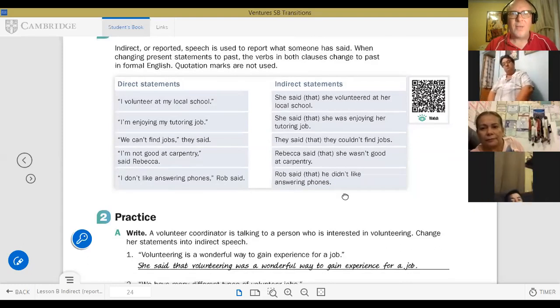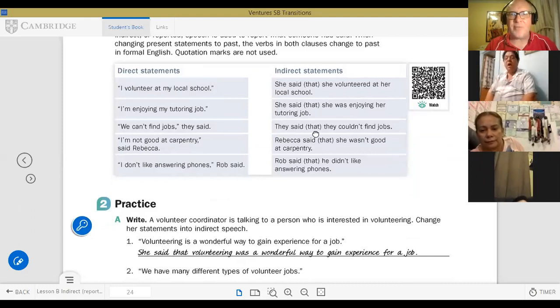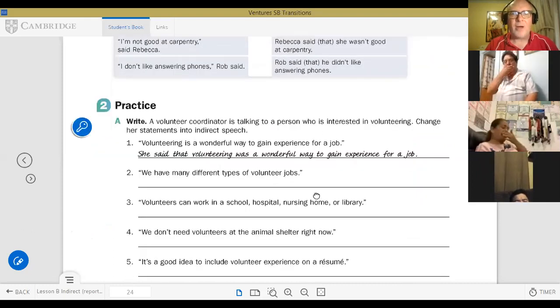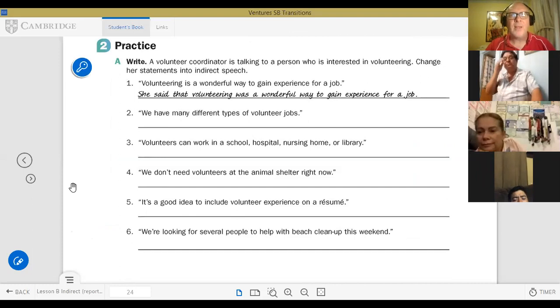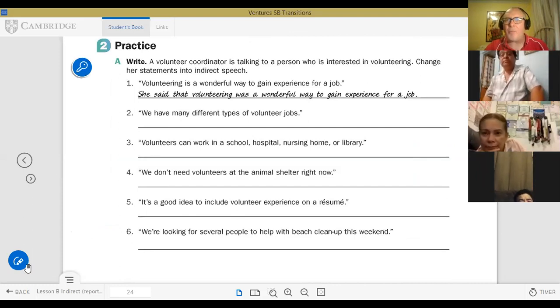Good. All right, so let's see if we can do this together before we call it a day. We've got 6 statements here, and we're going to try to change them. Remember, what do we have to do? We have to change the pronouns, we have to change the verbs, and sometimes we have to change the time. Okay? All right, so volunteering is a wonderful way to gain experience for a job.